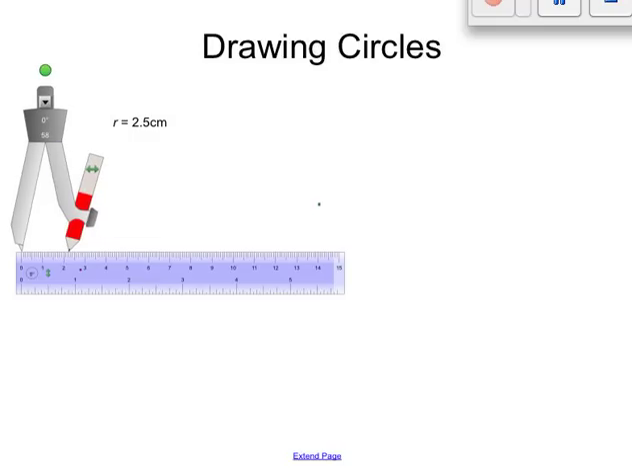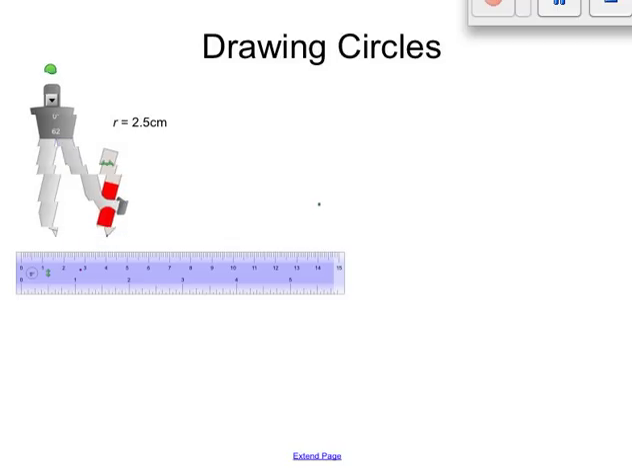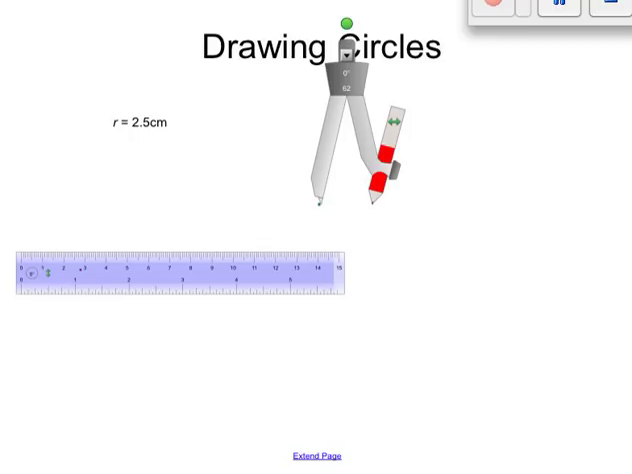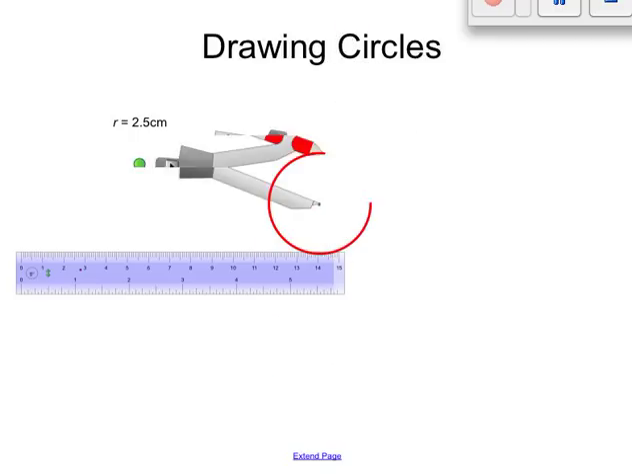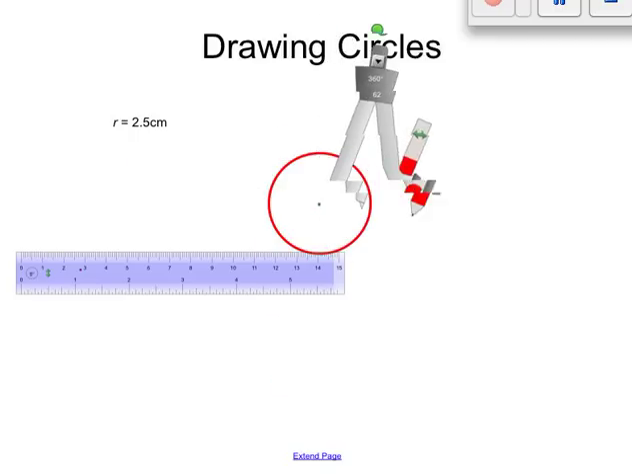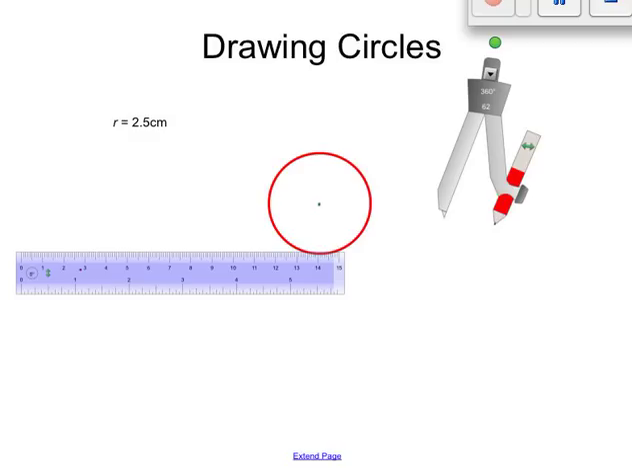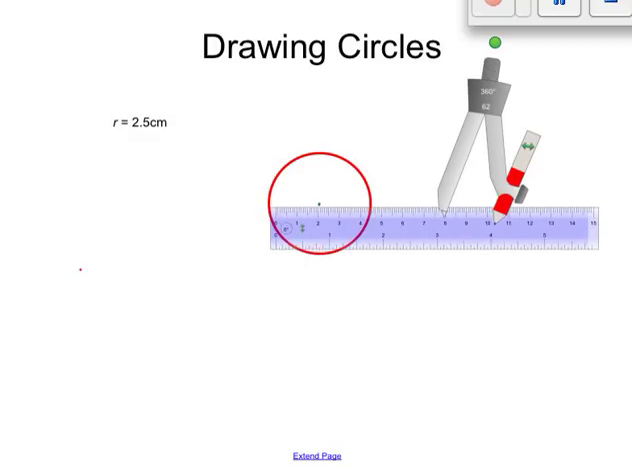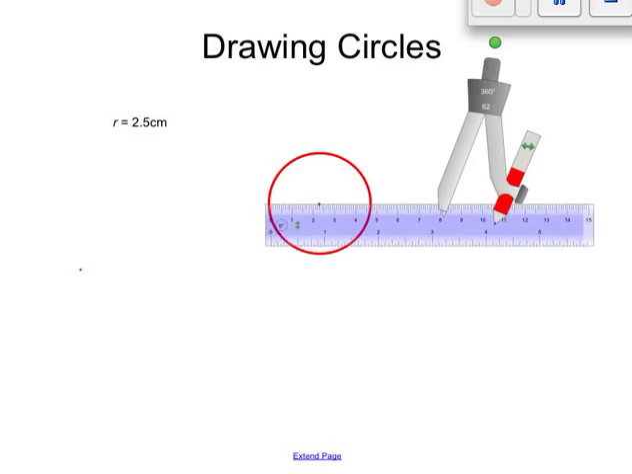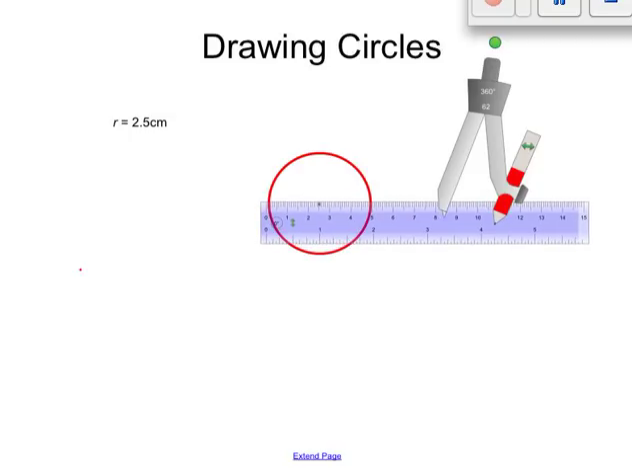So it's at 2.5, which is my radius, which is only halfway across the circle. So if I put my little point there and I spin my compass, that should be 2.5 across the side, or if we look back at our relationship, it should be close to 5 the whole way across. And that's pretty close. We're not looking for 100% accuracy here.